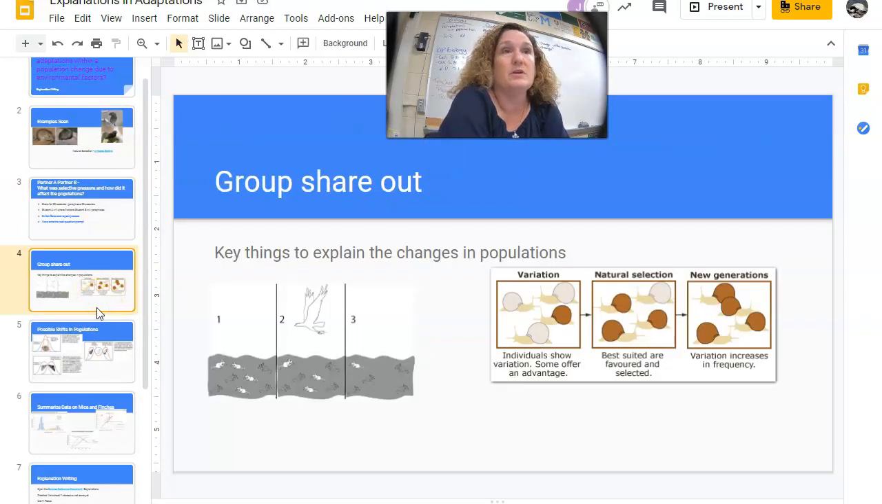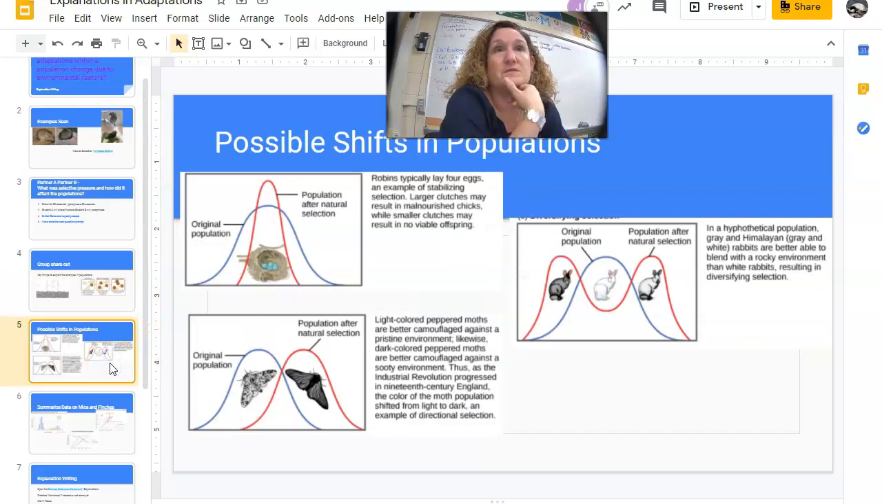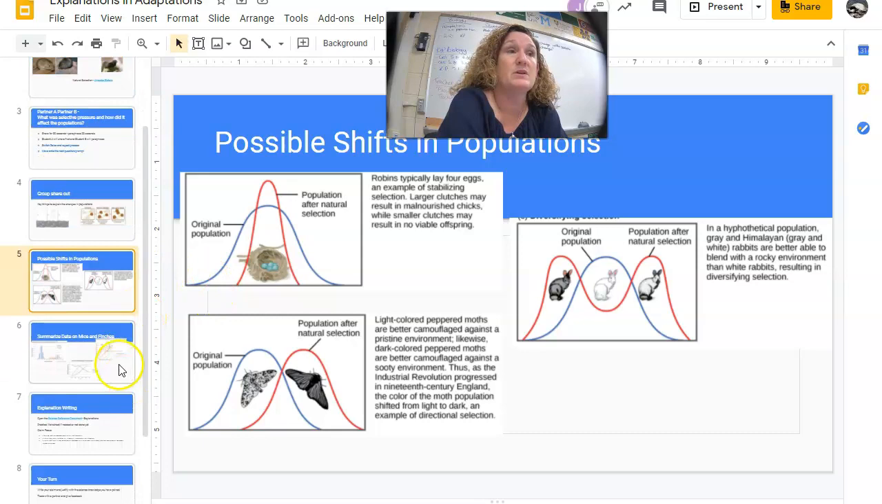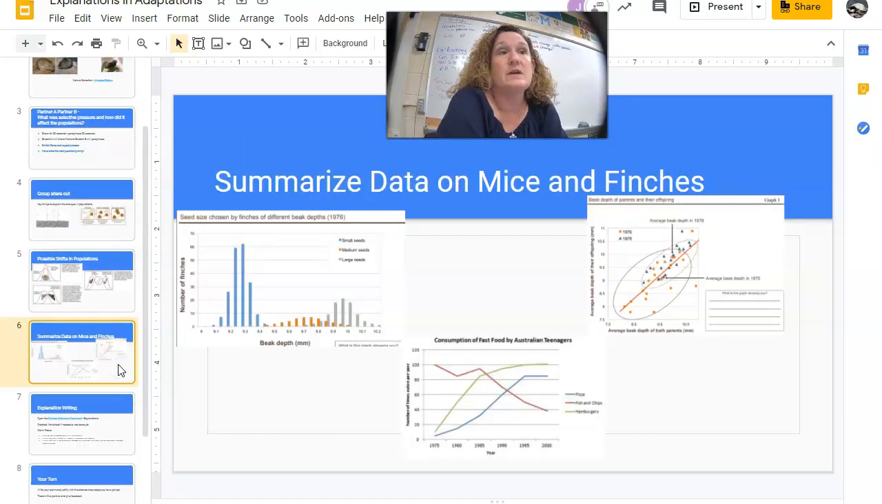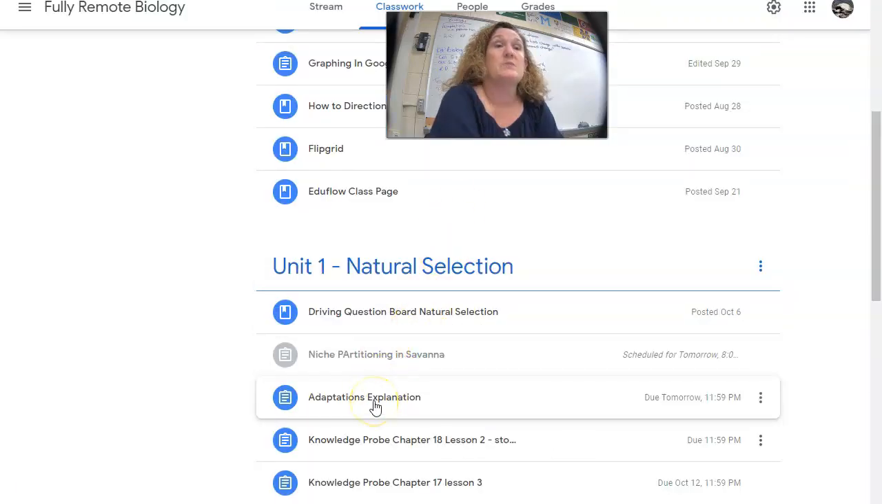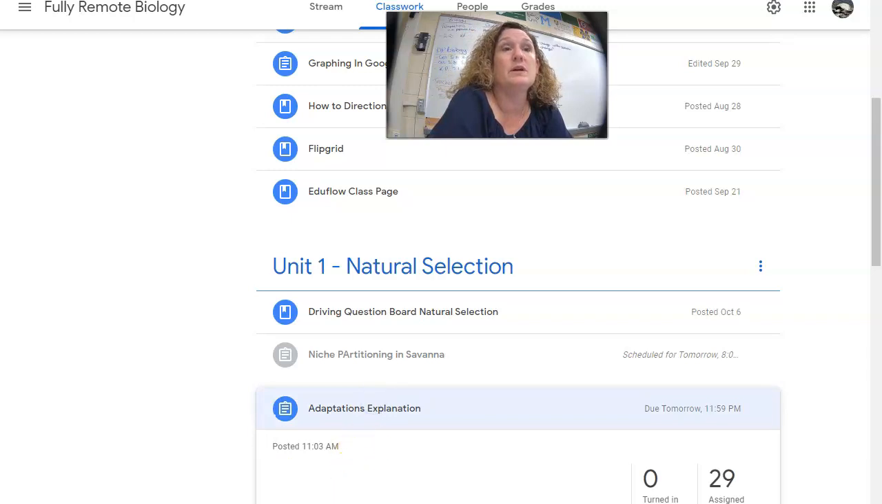You're not going to be able to do the partner work. These are some examples of natural selection where we see this different variation in the individuals. The ones that fit the environment survive, and then the new generations show that variation more frequently. Okay, this is kind of like what we did with the mice. Here's your different types of selection that I was just talking about. So again, make sure that you're comfortable with all 3 different types and how those show up in populations. And so what you guys are going to do now is on your classroom, there's this assignment, the adaptations explanation. And when you open that up, it will look like this.